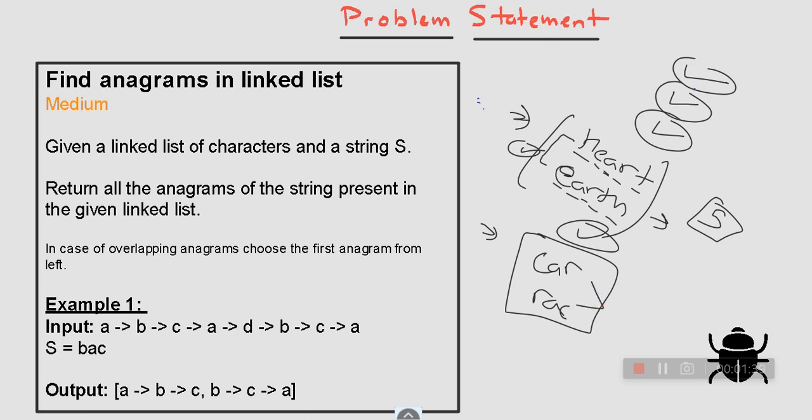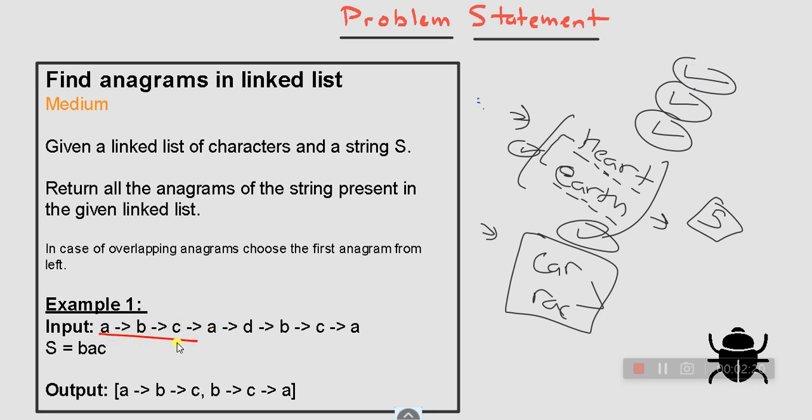I have to find all the anagrams of this particular string BAC in this given linked list. I can see that this ABC is an anagram of BAC, so I'm going to store this ABC in my output list. After that, this BCA is also an anagram of BAC, but this BCA is overlapping with ABC. This statement is written for these cases: if I have overlapping anagrams, I'm going to consider only the first anagram and ignore all the rest.